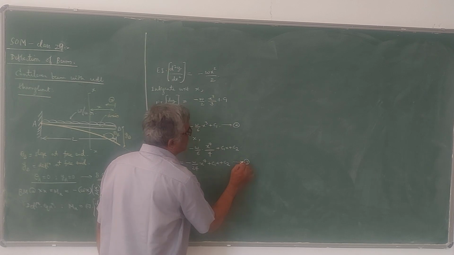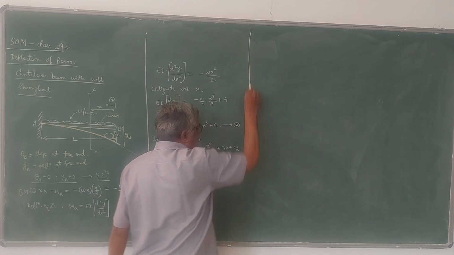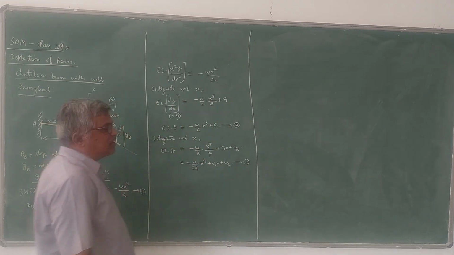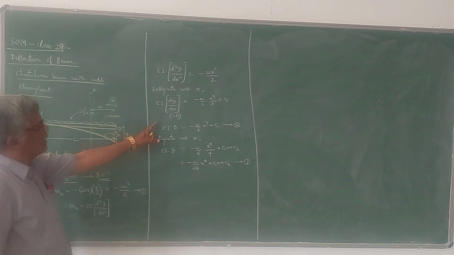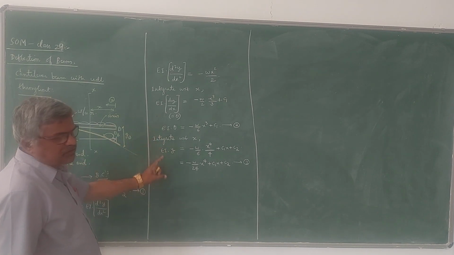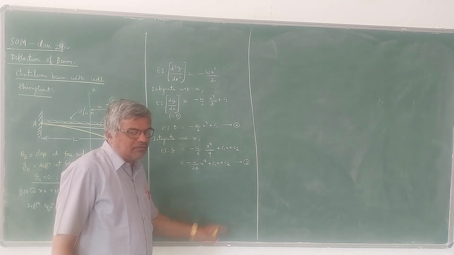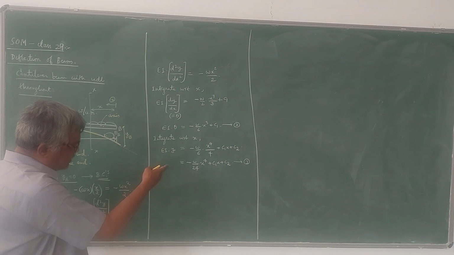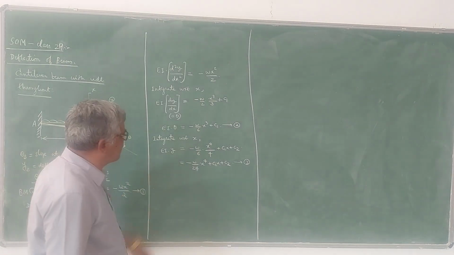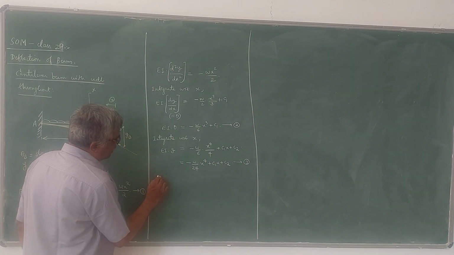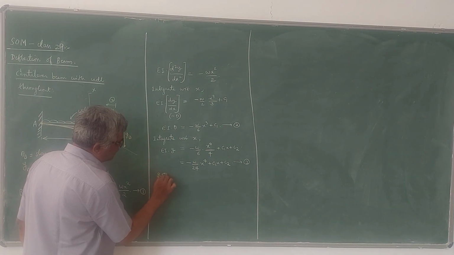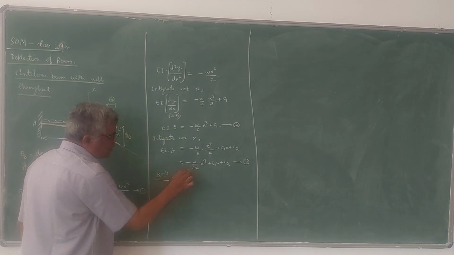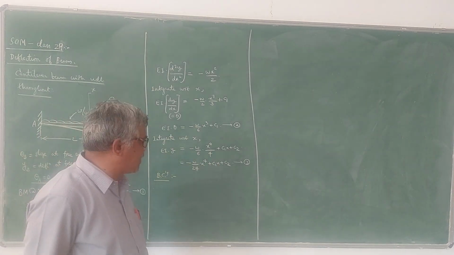So the first equation is the moment equation. If you integrate the moment equation, you get the slope equation, the second equation. Next, if you integrate the slope equation with respect to x, you are going to get the deflection equation, that is equation 3. Now, to get these two constants of integration c1 and c2, you have to use the boundary conditions. So two constants are there, two boundary conditions are required.